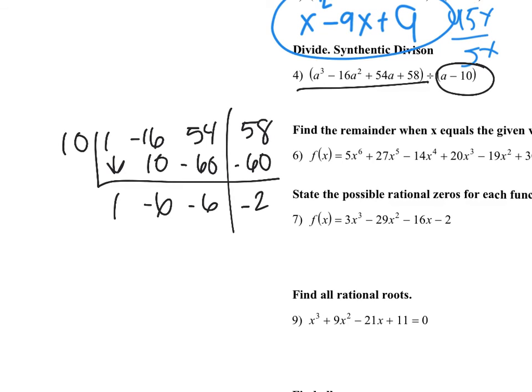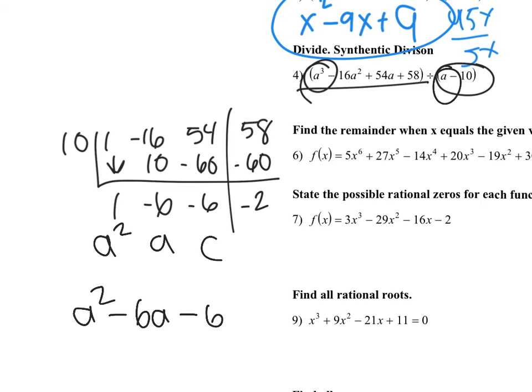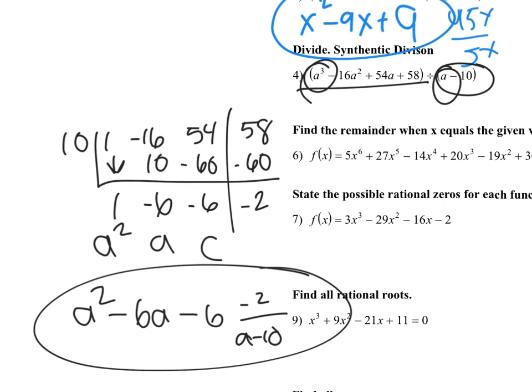So we have a remainder. It was a cubed, and so I divided out an a, so it's going to be a squared, a, and this is my constant. So a squared minus 6a minus 6 with remainder negative 2 over a minus 10. That's my answer for number 4.